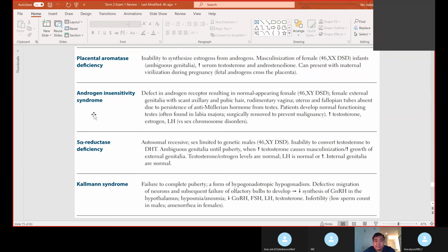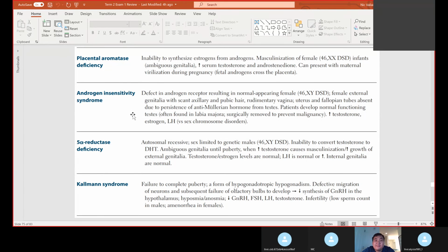Androgen insensitivity syndrome: you have a normal appearing female with female external genitalia. The defect here is the androgen receptor, right? You develop normal functioning testes, so you have increased testosterone, estrogen, and LH. So you have female external genitalia, however, you have male internal genitalia. Androgen insensitivity syndrome is due to a defect in the androgen receptor.